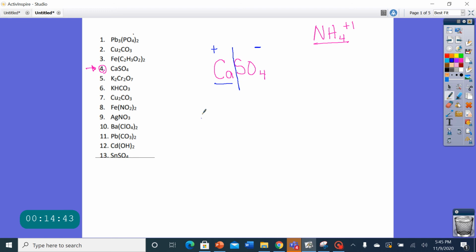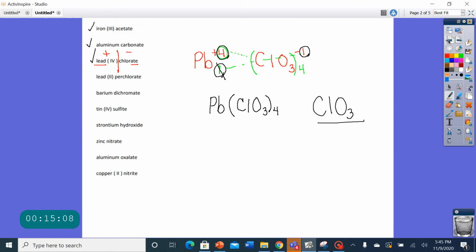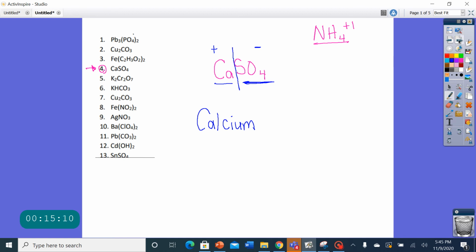I know that this symbol is the symbol for the word calcium. I know it doesn't have a Roman numeral because it's not found in those green boxes. And now I just have to worry about finding the name for this polyatomic ion because it has two elements. And just like we did before, you're going to look at your ion sheet, and we're going to look up SO4, okay?